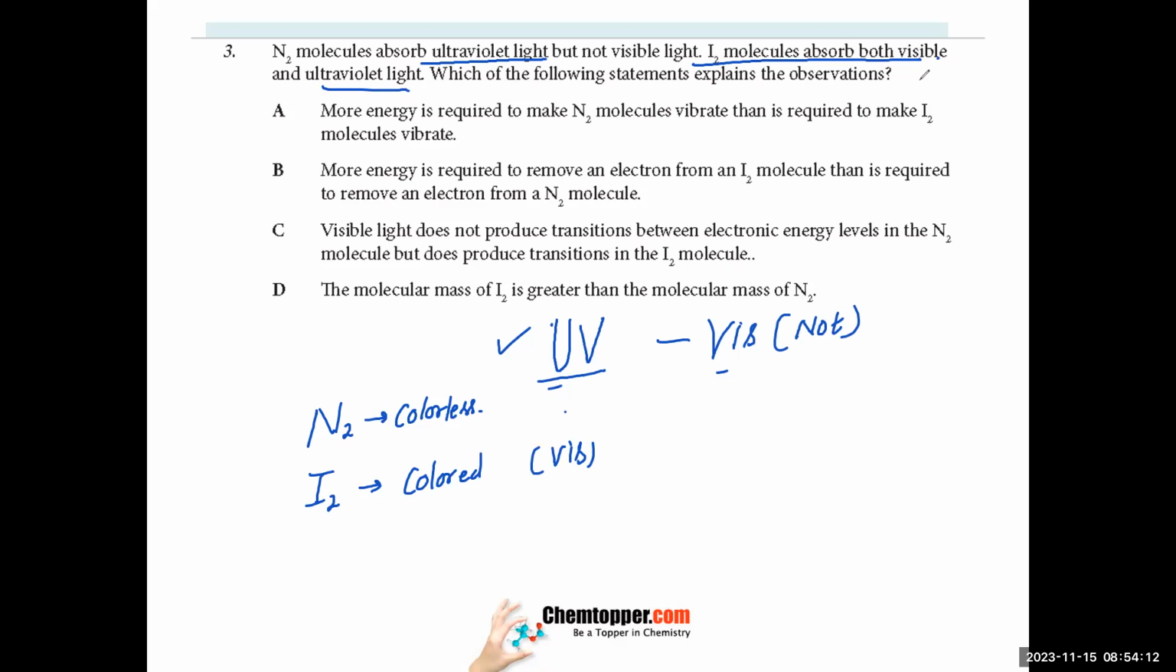So what's the question? How to answer this question? Pick up the answer. Do you know nitrogen gas, their Lewis dot structure? N triple bond N. This is the Lewis dot structure. Iodine, I single bond I, like this.